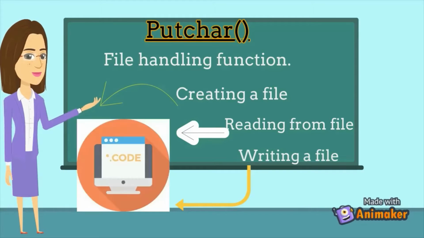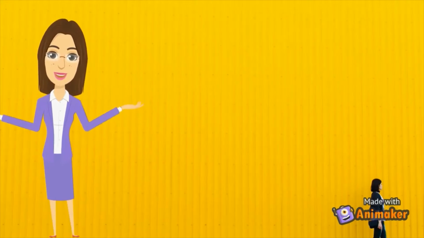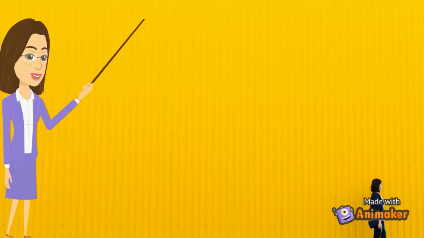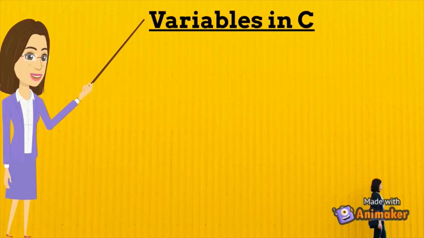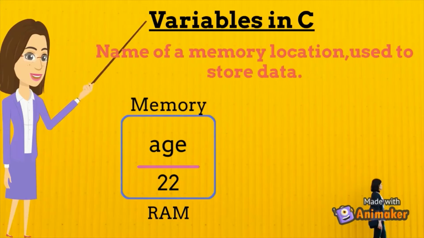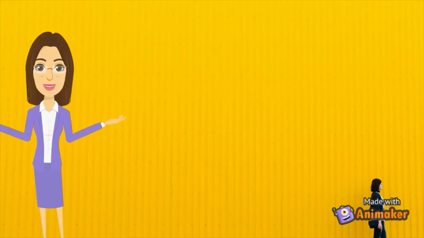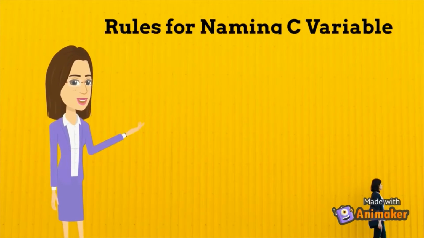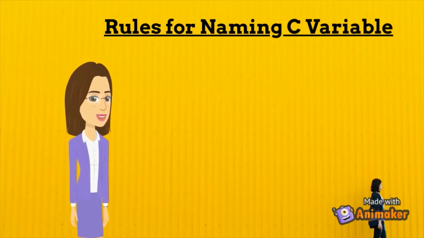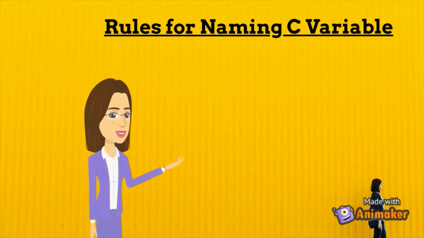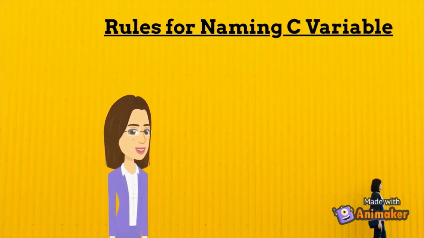Next we are in our next topic, that is, variables in C. Variables are basically name of a memory location that we use for storing data. In C programming, rules are very important in order to name variable in C. We'll try to understand rules for naming variable one by one.